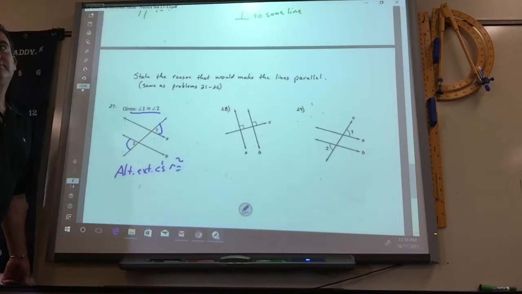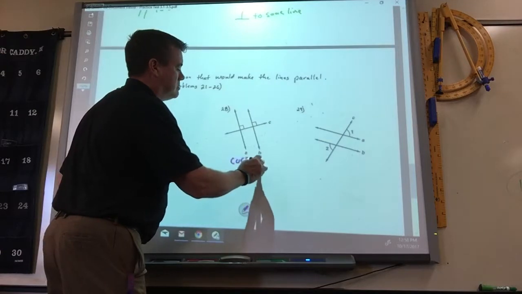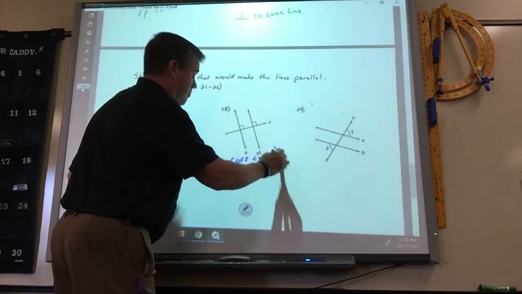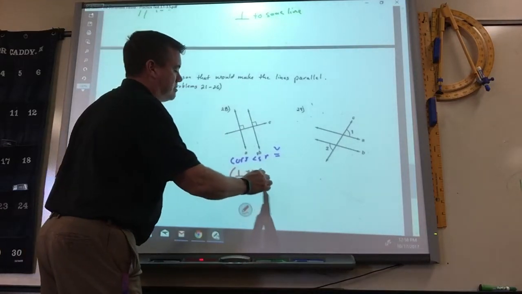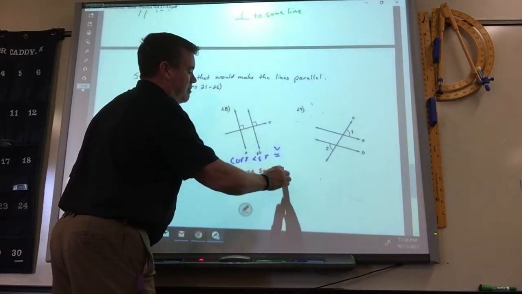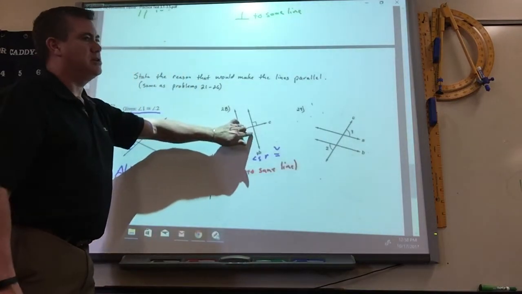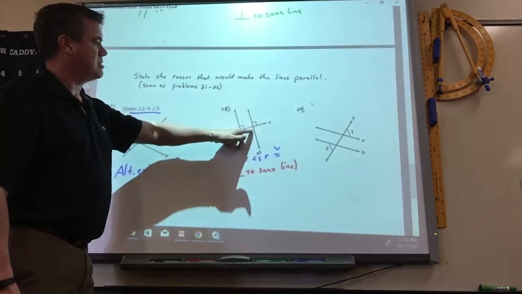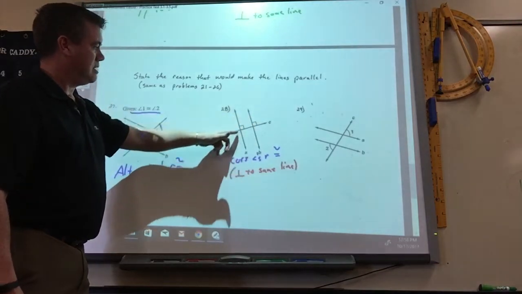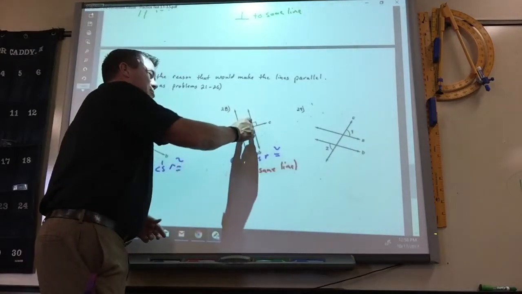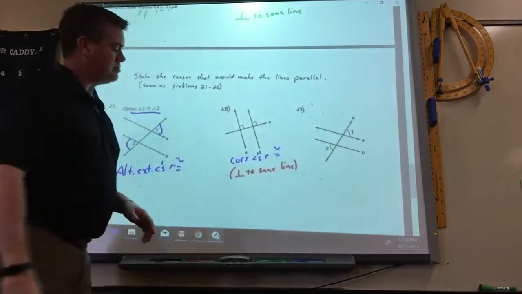Twenty-eight, corresponding are congruent. You could have also said perpendicular to the same line. Those are the most common ones that you could choose from. But again, this is the other one where you could put alternate interior are congruent, because if that's 90, so is that. You could put alternate exterior congruent, because if that's 90, so is that. And you could put same side interior supplementary, because if that's 90, so is that.